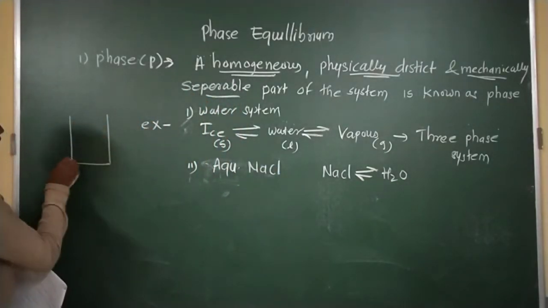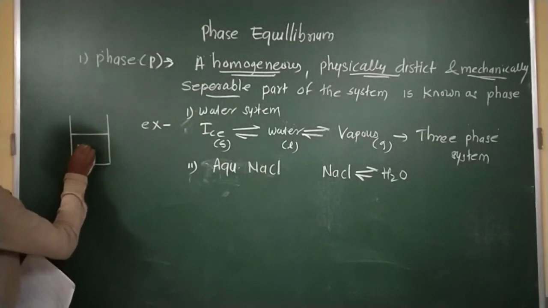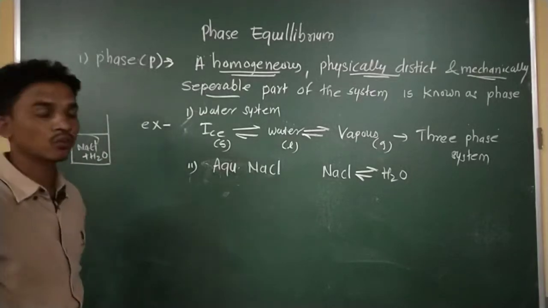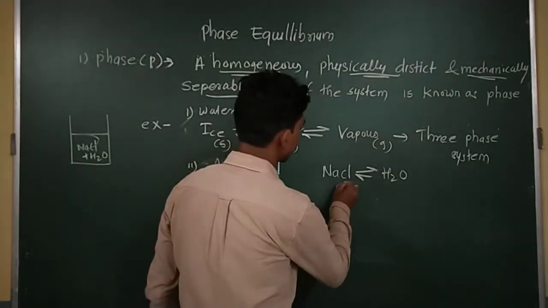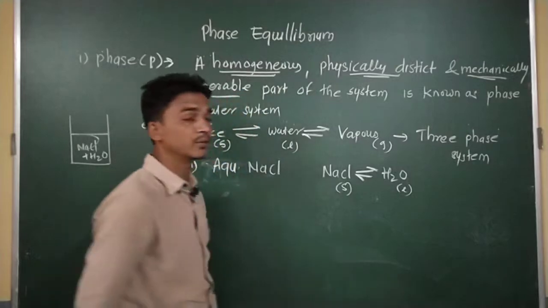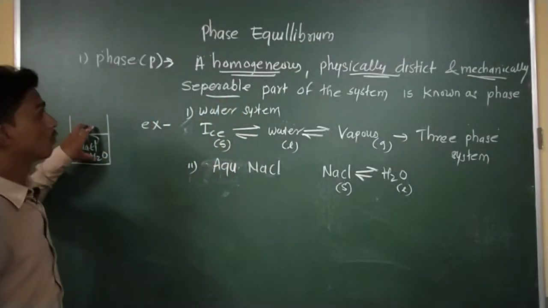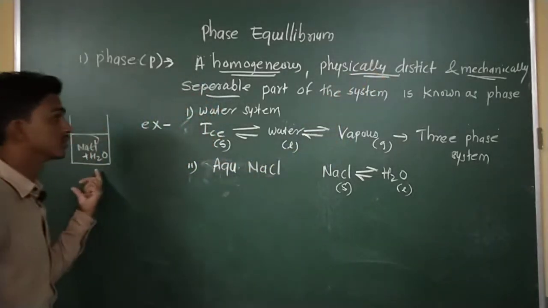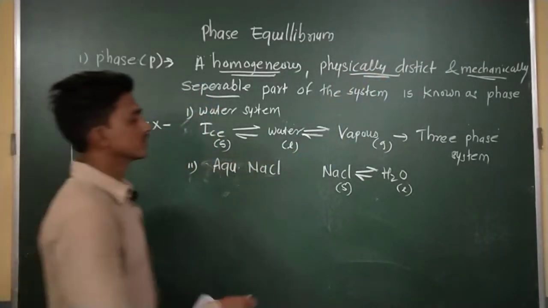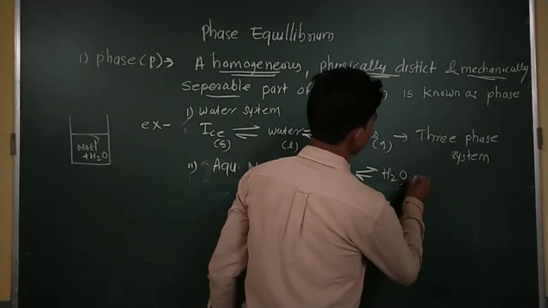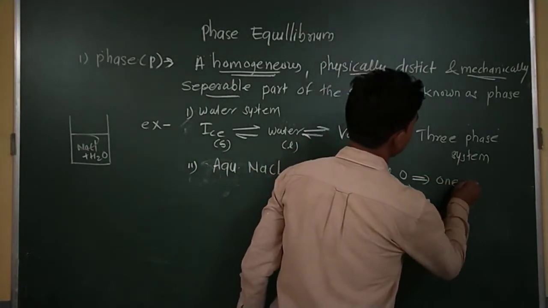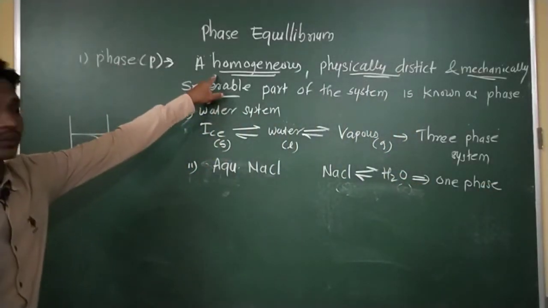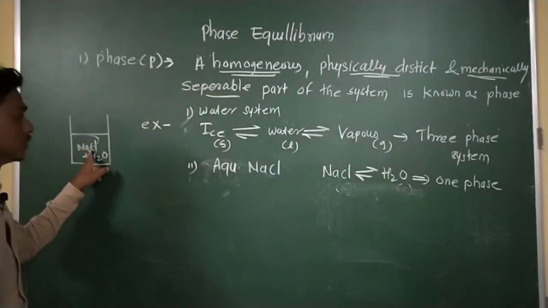So this is a homogeneous solution, NaCl plus H2O. These are completely mixed with each other. This also exists in the solid state, this also exists in the liquid state, but they form a homogeneous solution, and we cannot say these are physically distinct. So this has a one phase system, because the solution is a homogeneous solution, no doubt.